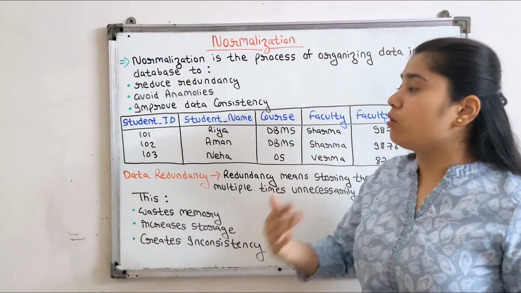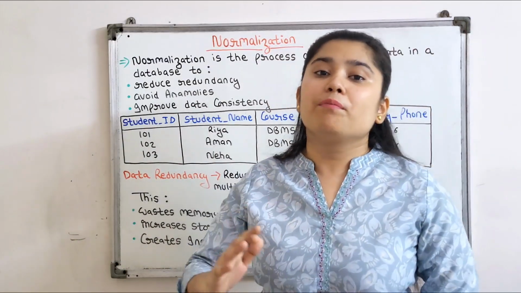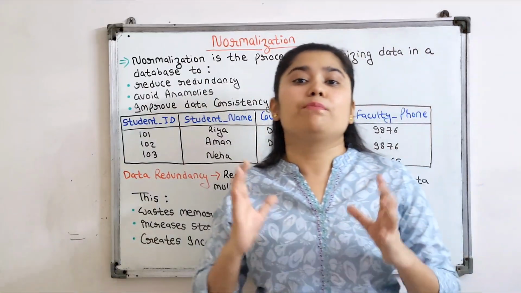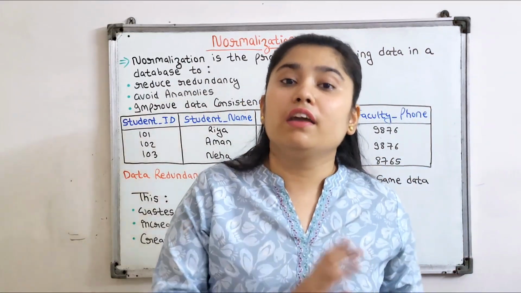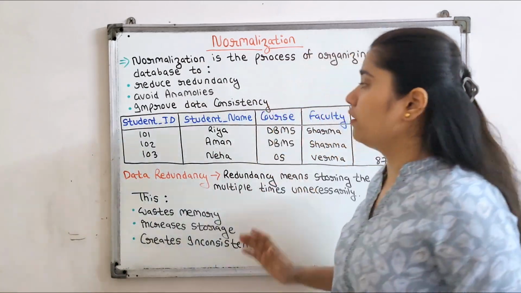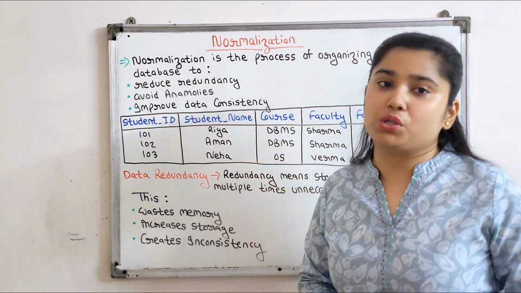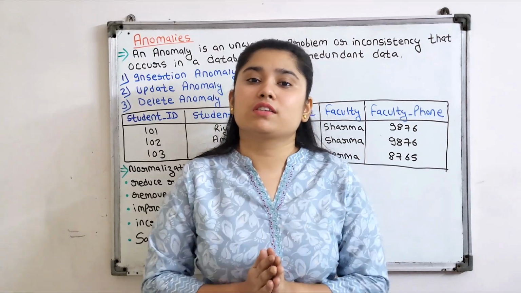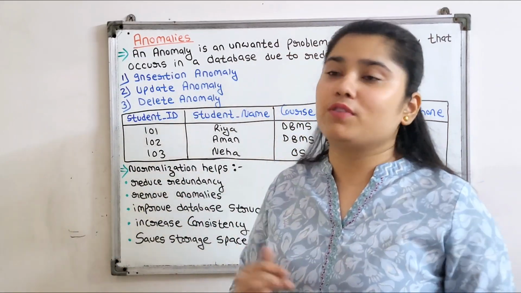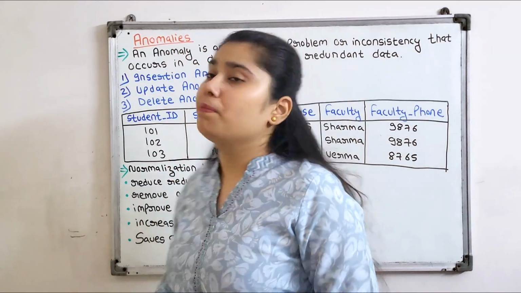Now let's discuss the problems which are created without normalization. First, note this down or take a screenshot. So now let's discuss the problems without normalization. There are mainly three problems without normalization. These are called anomalies.